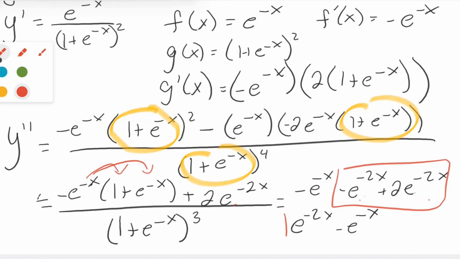So the reason e to the negative x and negative 2 times e to the x come together is because the negative 2 you can handle as a separate thing, right? These are just multiplication. So negative 1 times negative 2 is 2. E to the negative x times e to the negative x is e to the negative 2x. It's just like 2x times 1x is 2x squared.